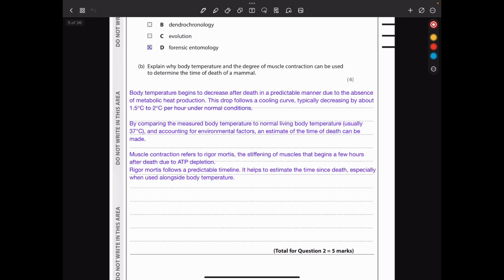Muscle contraction refers to rigor mortis, which is the stiffening of the muscles that begins a few hours after death due to lack of ATP. Rigor mortis follows a predictable timeline, and it helps to estimate the time of death, especially when used alongside body temperature.